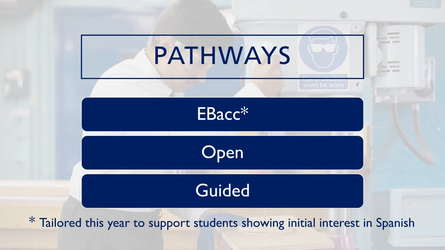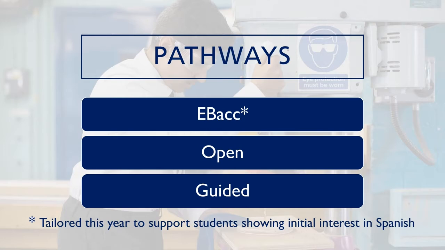Okay, so if we start with our pathways, at the Hyndburn Academy we use 3 pathways. We use EBAC, open and guided pathways, and what we're trying to do each year is to really ensure that we tailor this and we make it relevant to that group of students, that cohort of students, to really give them the best opportunity to select the options that they want to select.